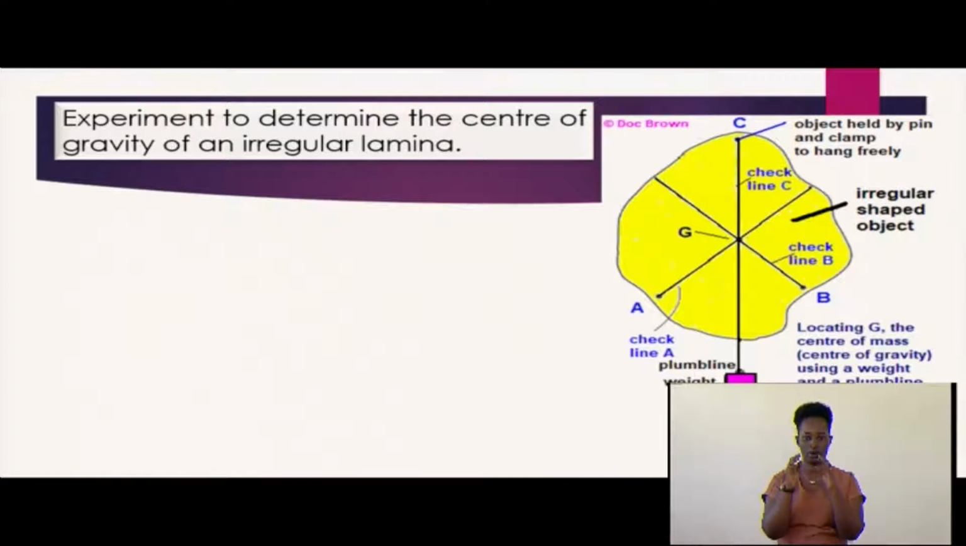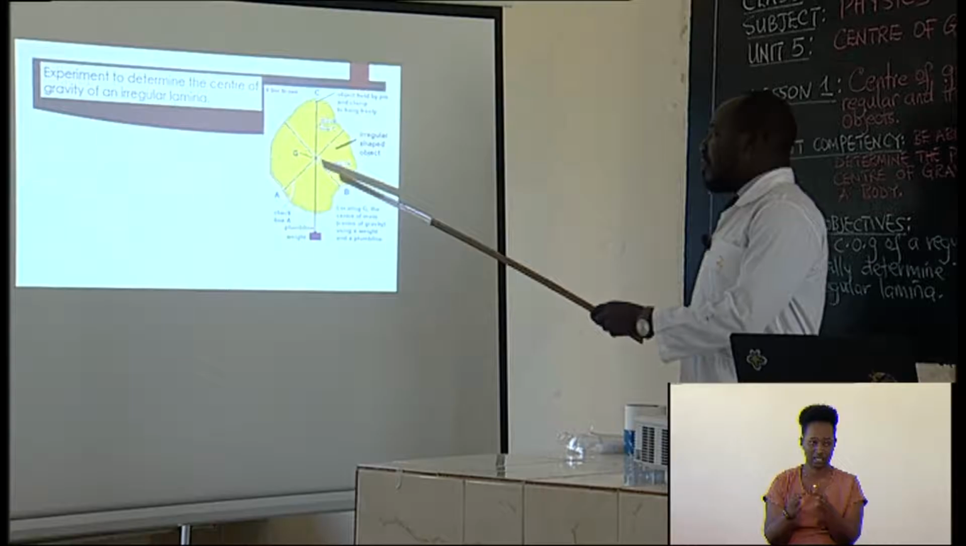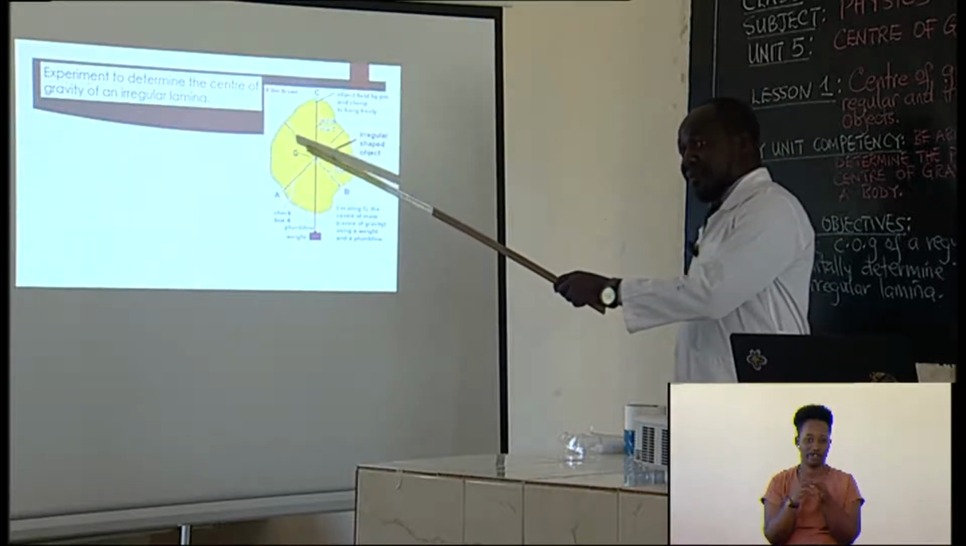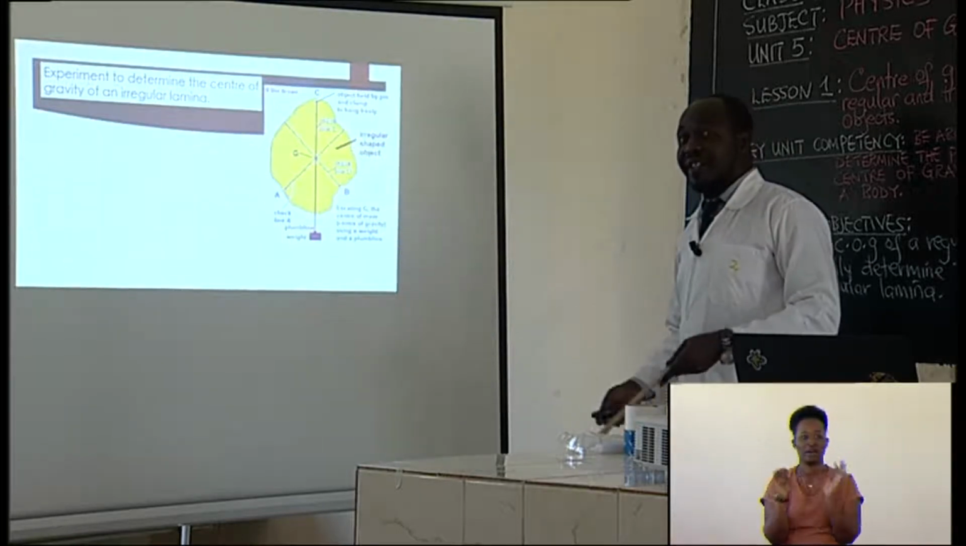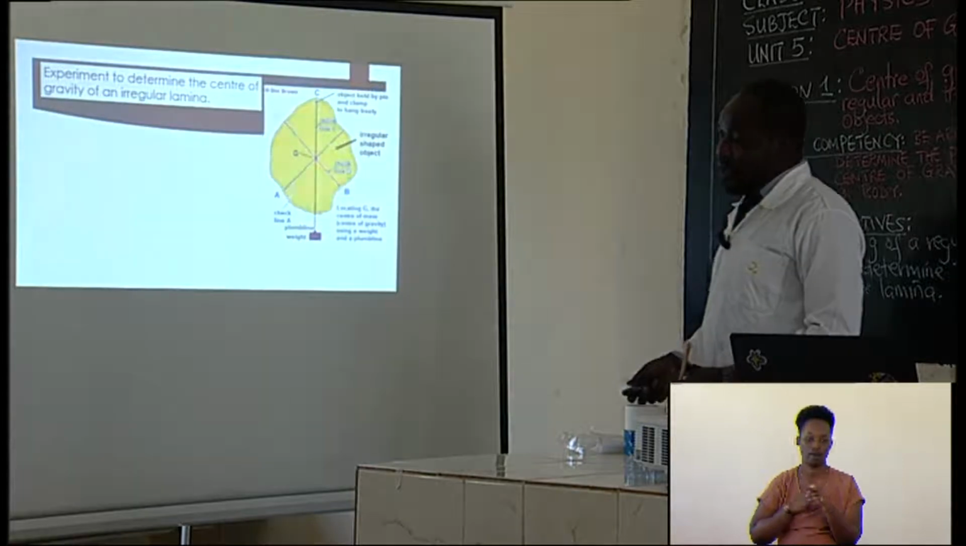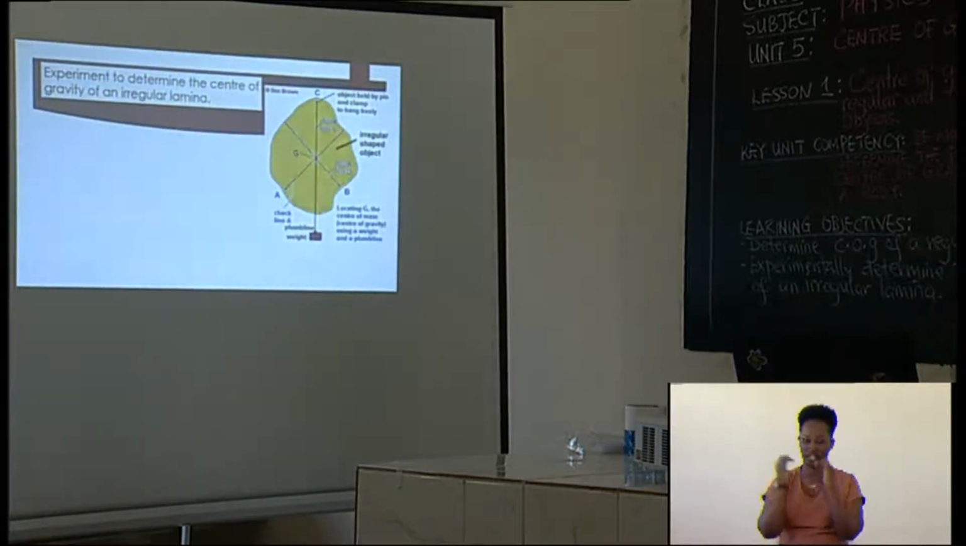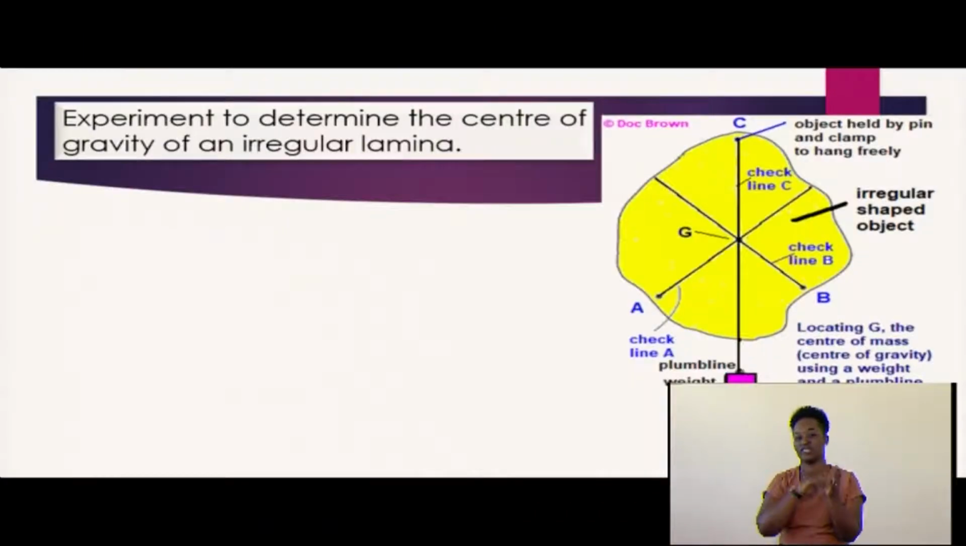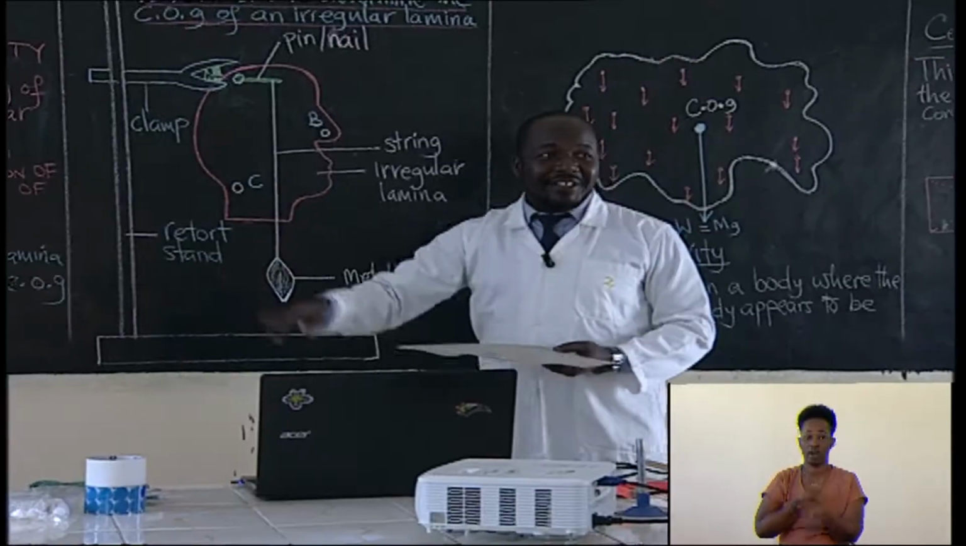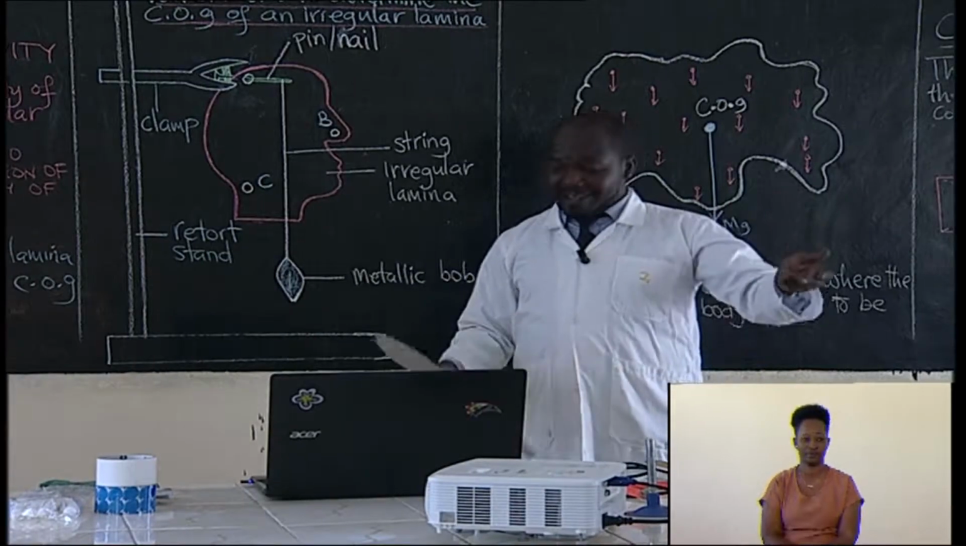And so we are going to use this irregular object, irregular lamina, to determine its center experimentally, like it says in our objective. Okay? But I'm not going to use that shape. I'm going to use another shape. The shape I'm going to use is what we have here on the board. I just cut this cardboard.